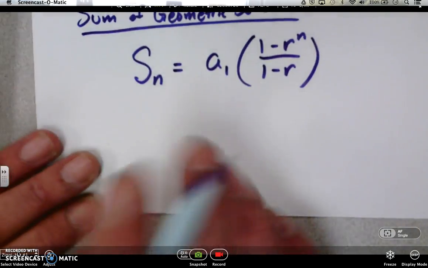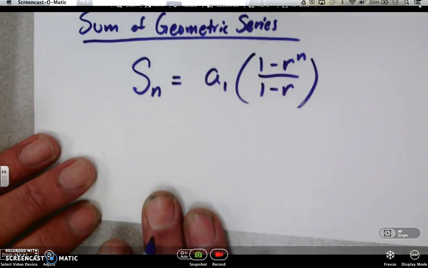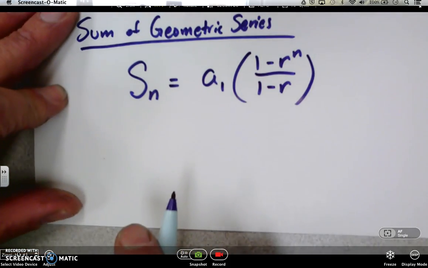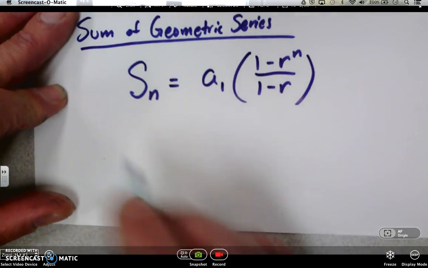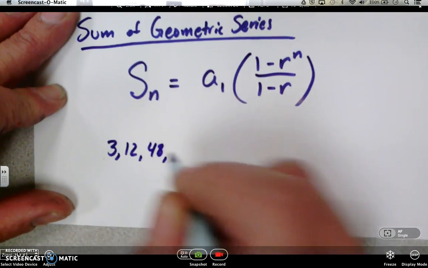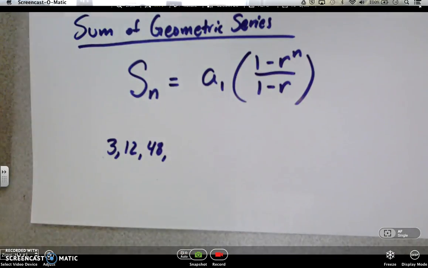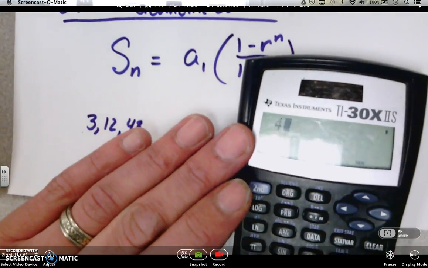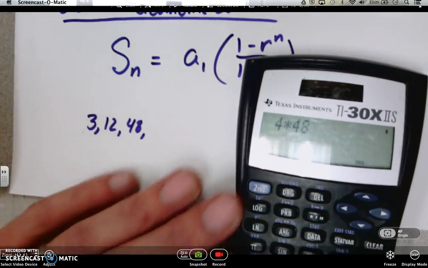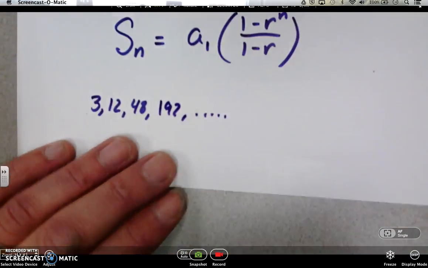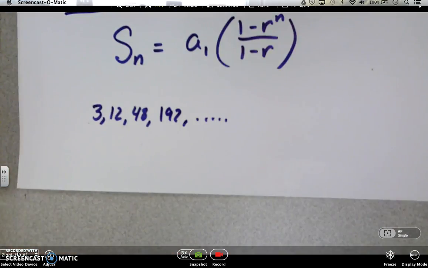Okay, where it comes from, that's a little bit complicated. So let's not focus on that right now, not in this video at least. I just want to talk about how to use this. So let's make one up. Let's say we started with 3, and then it went 12, then 48, and then whatever that next one would be. I'm going to cheat here because I'm feeling lazy. 4 times 48, because I want to do is multiplying by 4 each time. 192, and dot, dot, dot. Okay. So let's say that's our sequence.